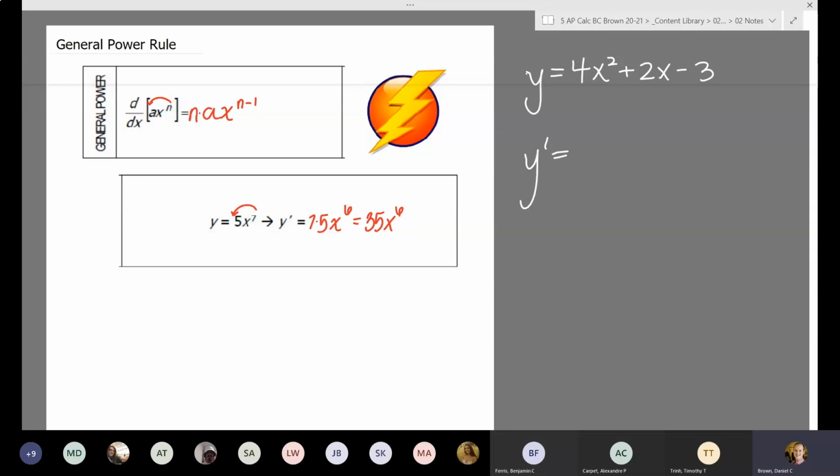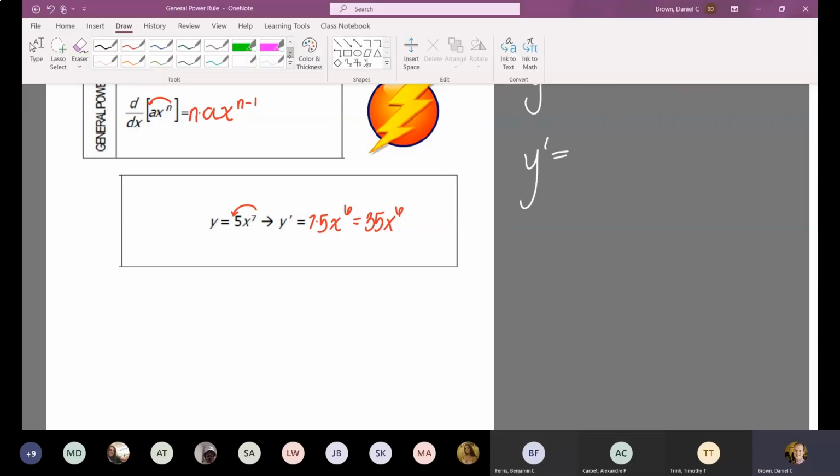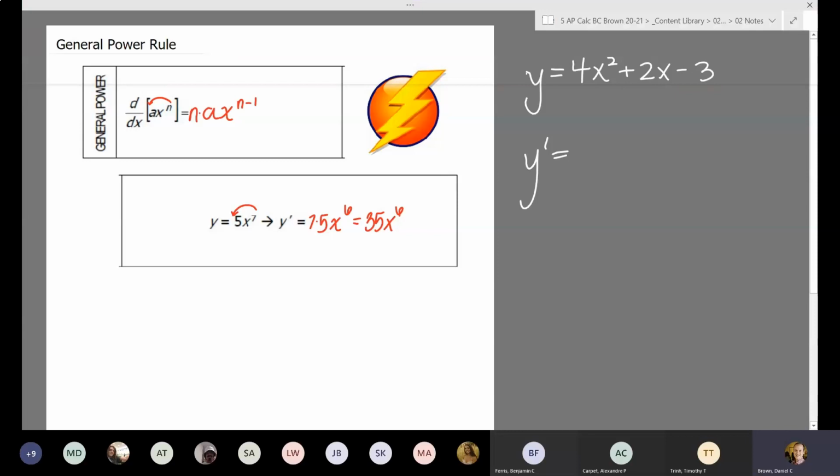So if I have y is equal to 4x squared plus 2x minus 3, and I want to find its derivative, first step would be to find the derivative of 4x squared. What's going to be the derivative of 4x squared? Well, that 2 comes down in front. And so we have 8x to the 1st power. And then it's plus, we want to do the derivative of 2x. What is the derivative of 2x going to be? 2. Just 2.